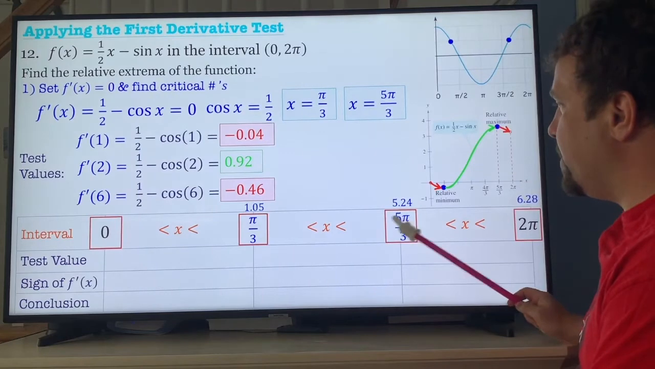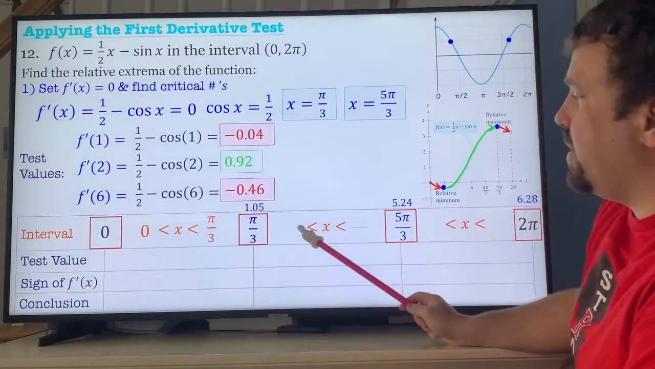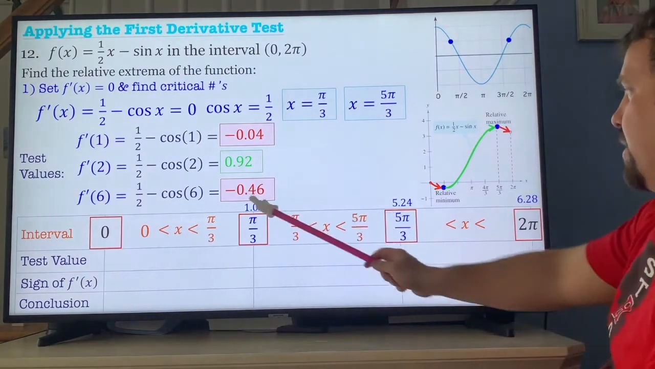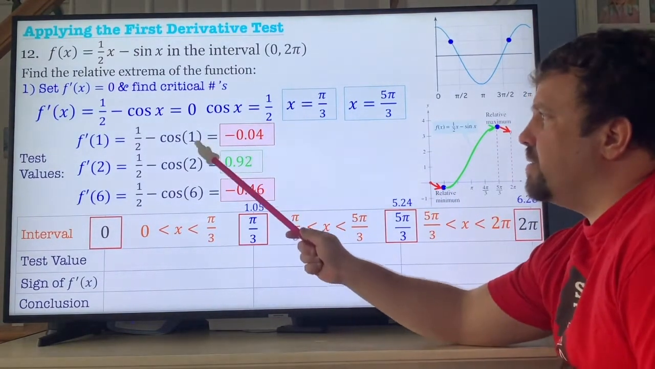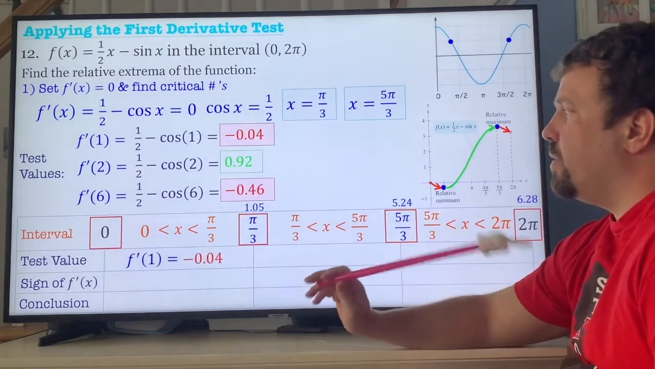Now, the way you should have filled out your chart, if you did that: this is my pi over 3, this is my 5 pi over 3. 0 to pi over 3, pi over 3 to 5 pi over 3. You could use numbers too. All right, our test value was 1, right? And we got negative 0.04.